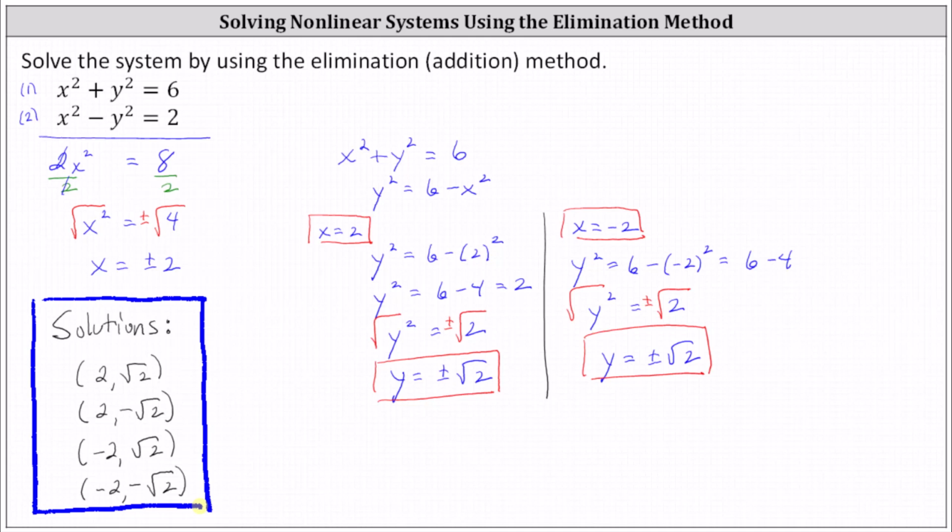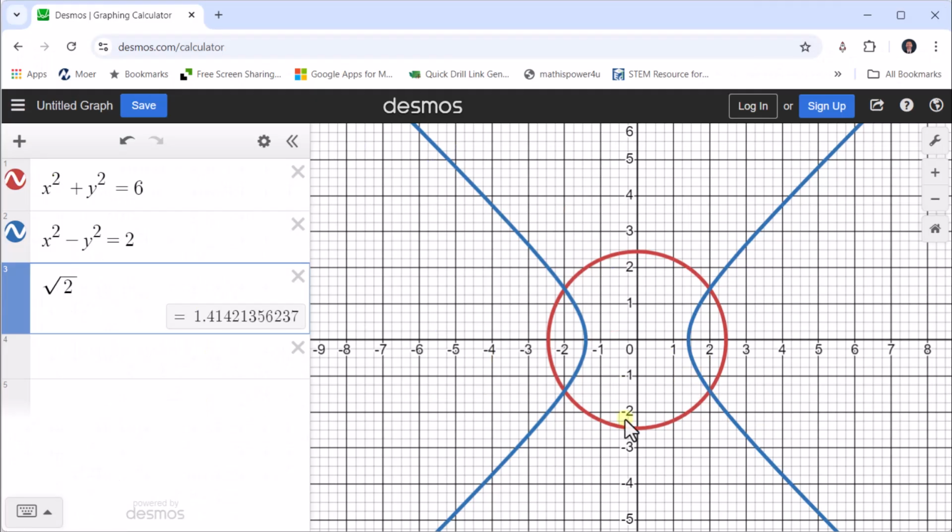Before we go, let's verify this graphically. You may recognize x squared plus y squared equals 6 as the equation of a circle, and x squared minus y squared equals 2, the equation of a hyperbola. Recall when solving a system using graphing, each point of intersection represents a solution. Notice the circle and hyperbola have 4 points of intersection.